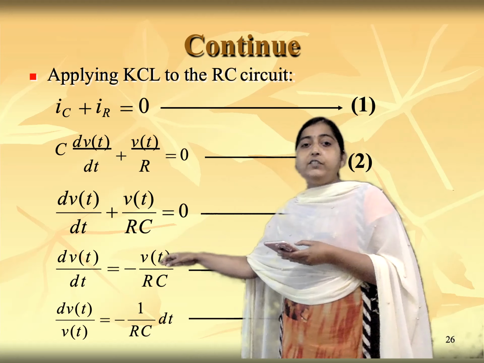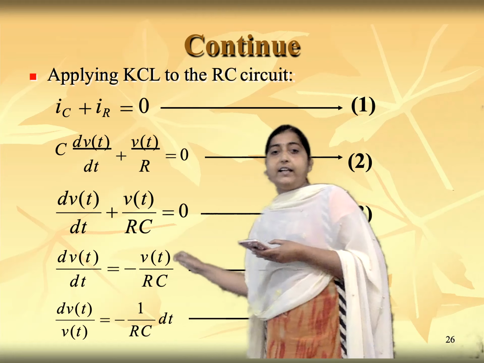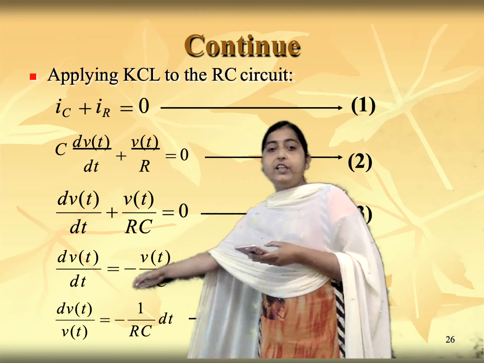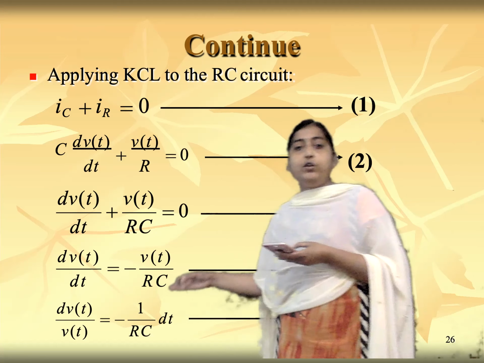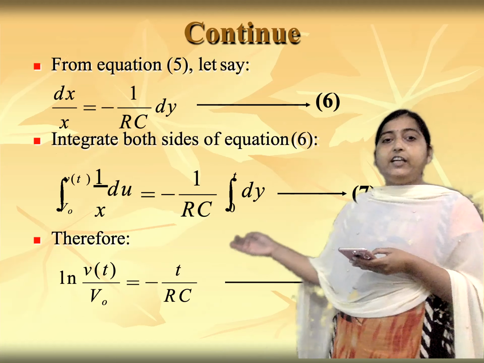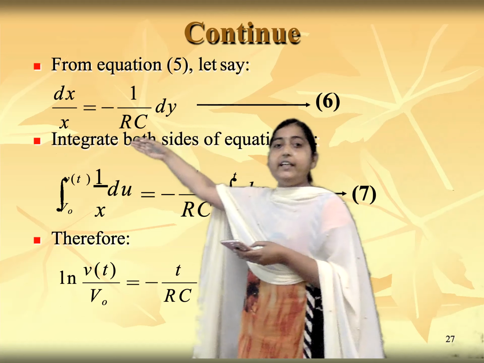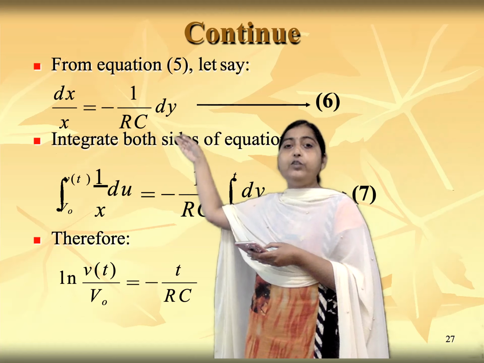Now bringing this V of t to the left hand side and taking that d to the right hand side, we get the following equation as dV of t by V of t is equal to minus 1 by RC into dt. Right? Now considering this equation as dx by x is equal to minus 1 by RC as it is into dt.